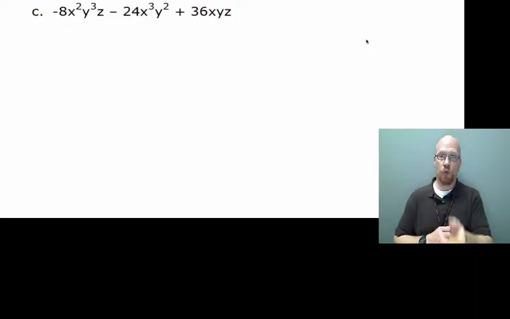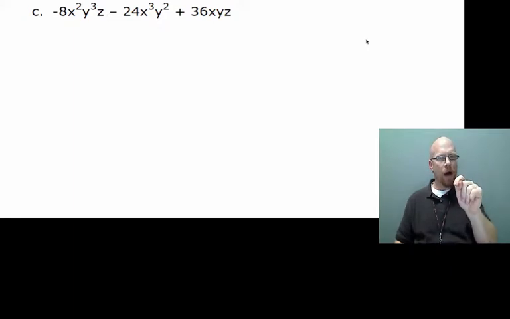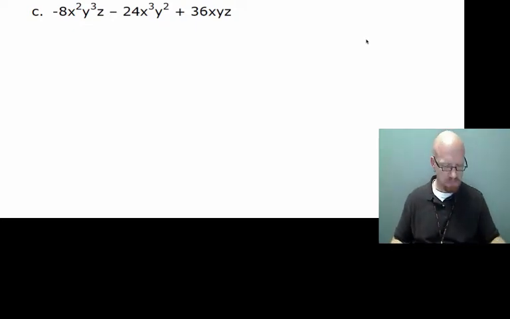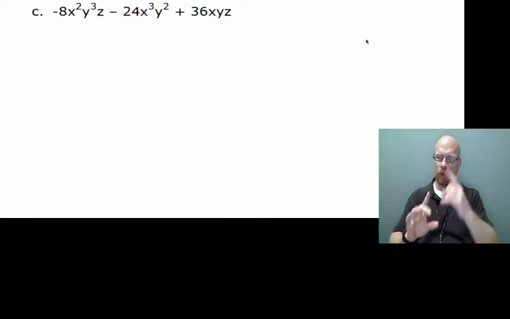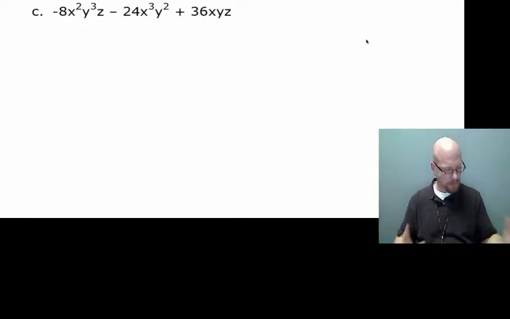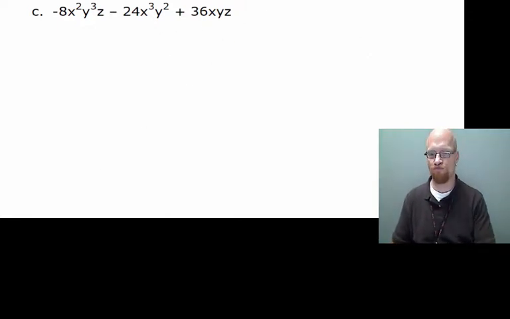With this example, we have three terms. Two are negative and one's positive. But some terms have all three letters and some terms don't: X, Y, and Z. The middle term has X and Y only. We're going to start with the coefficient, the numerical part of our terms, and find a common divisor for the three coefficients.